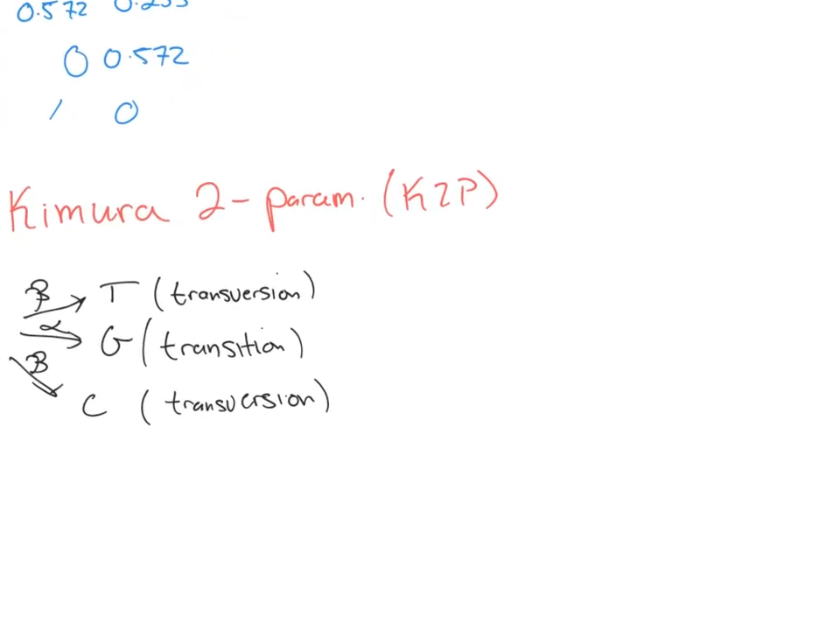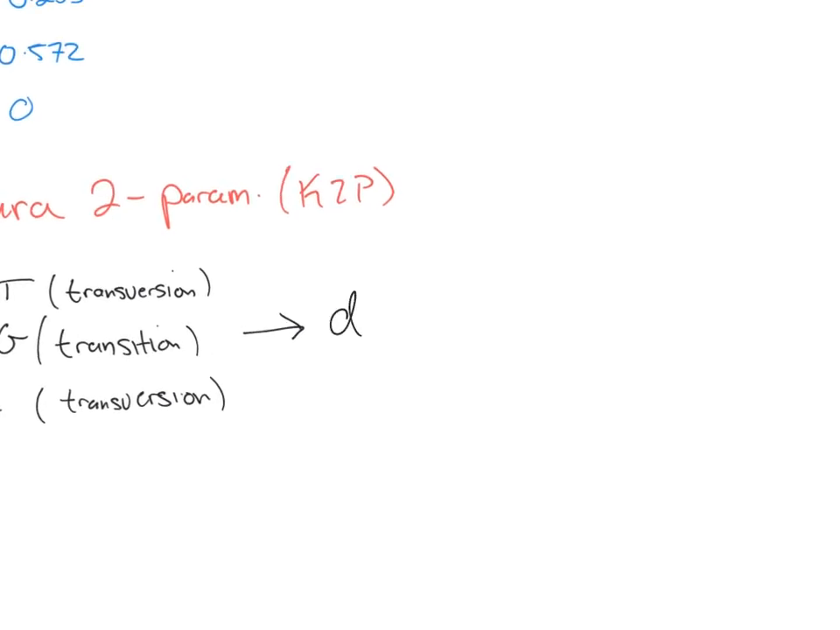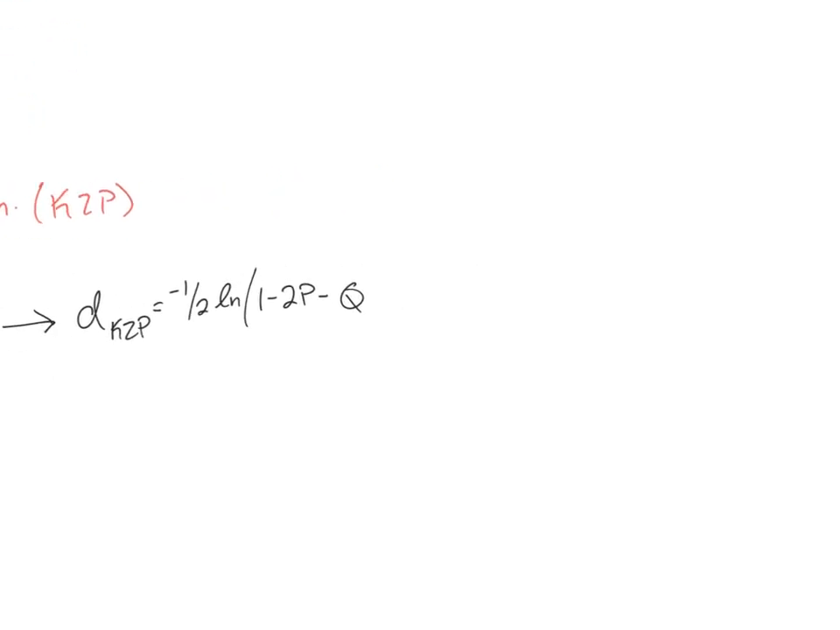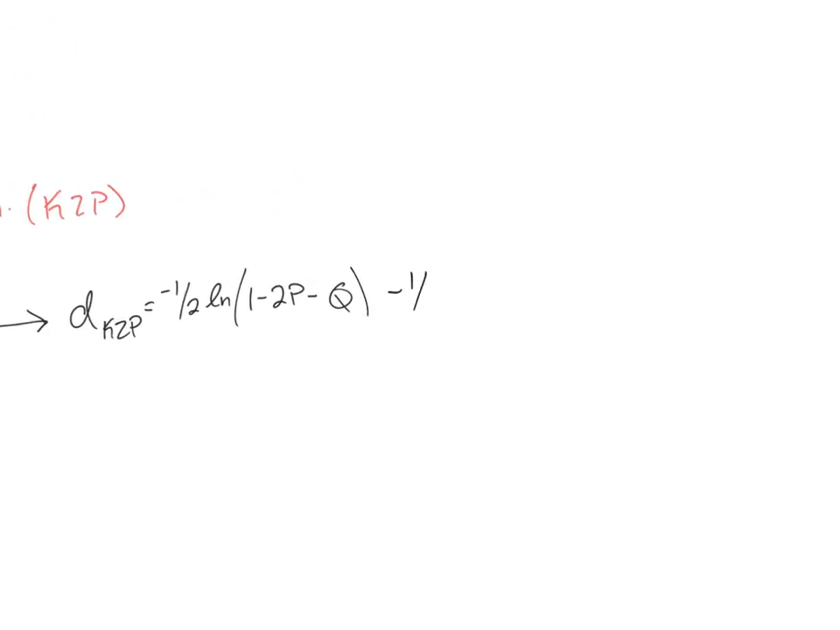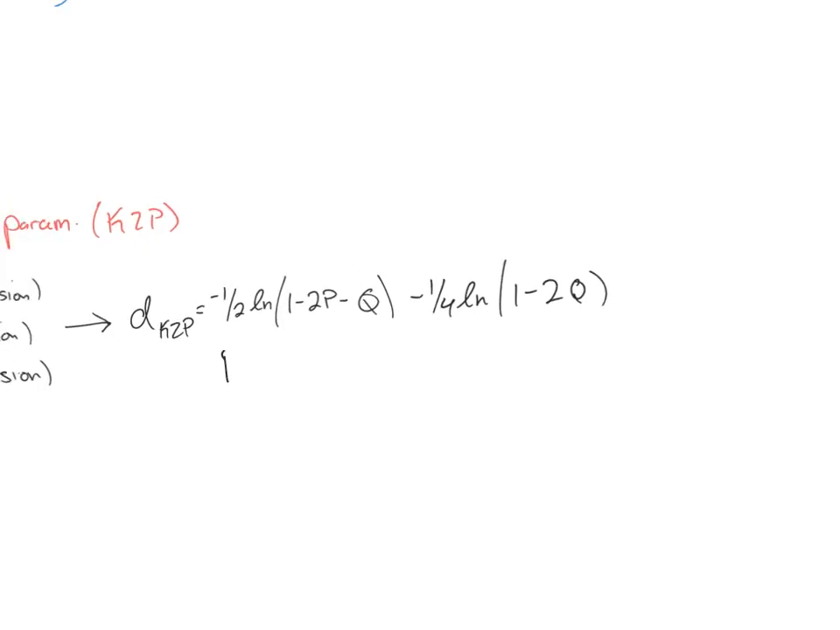And if you do the same sort of manipulations that we did for Jukes Cantor on this model, we end up with a much heftier looking equation. So here's my distance for K2P. This is going to equal 1/2 log of 1 minus 2P minus Q, plus 1/4 log of 1 minus 2Q. And this is a different P, which I'll define: capital P is the fraction of transitions, and capital Q is the fraction of transversions.